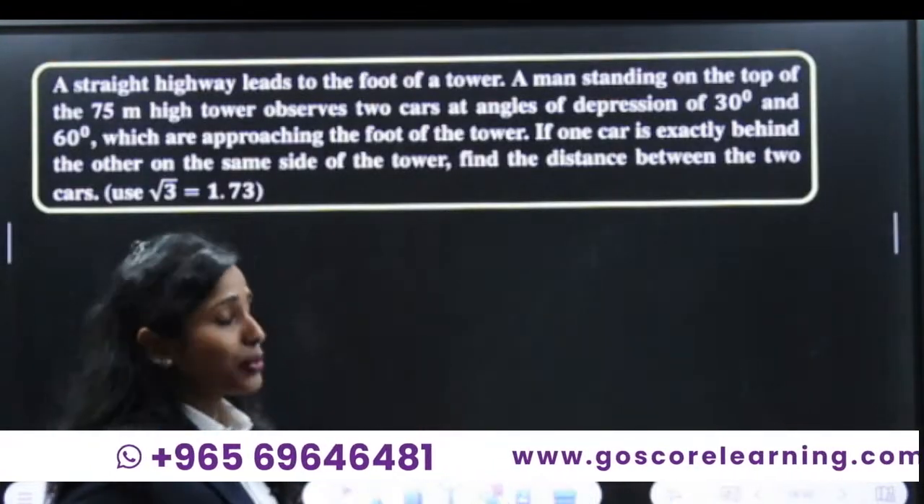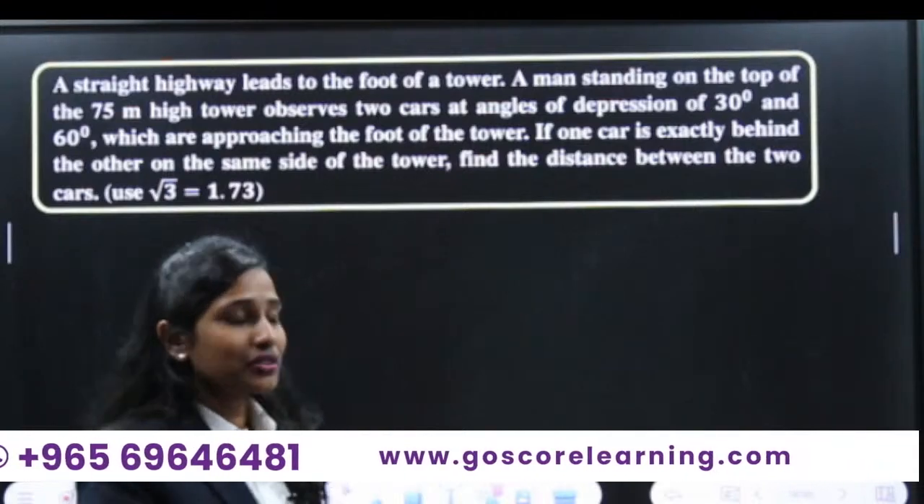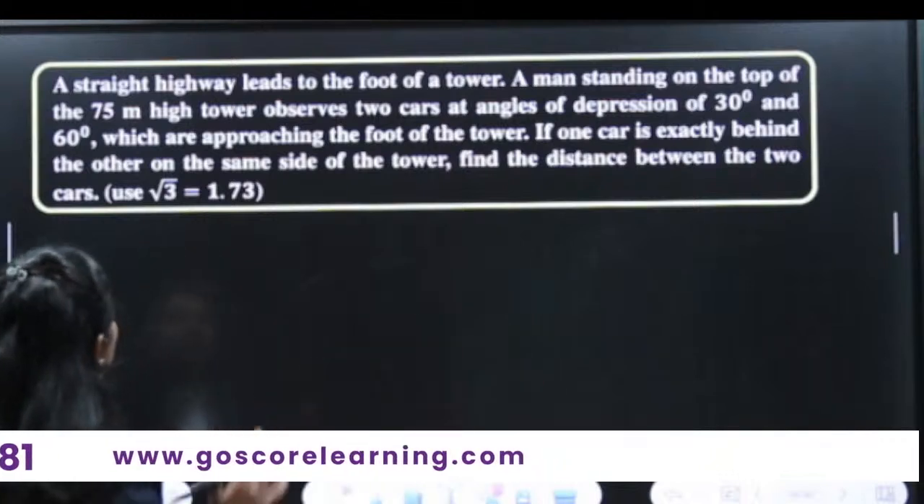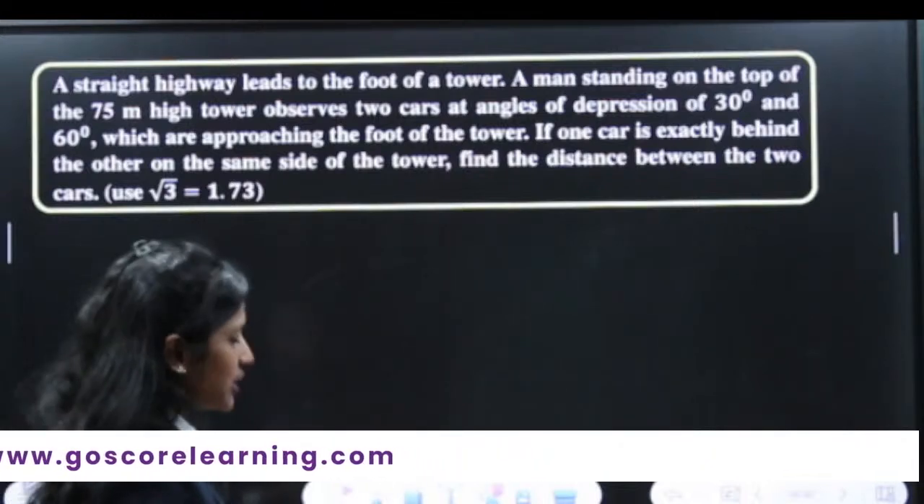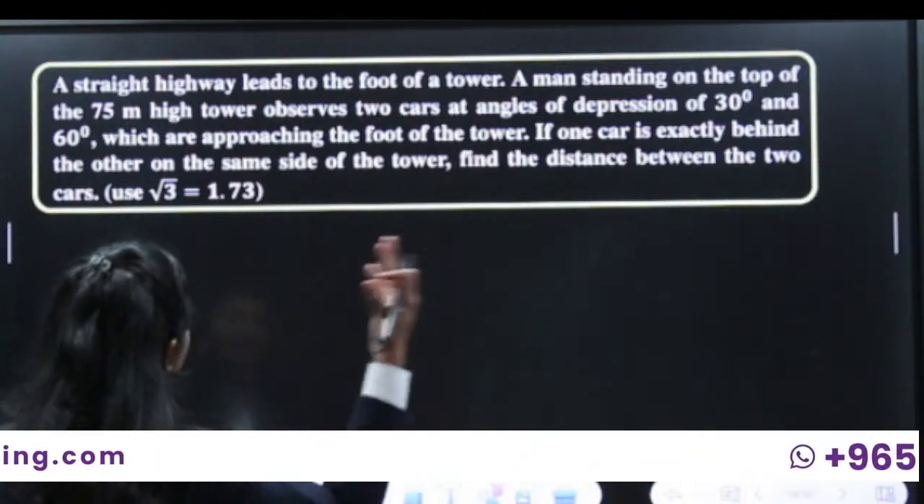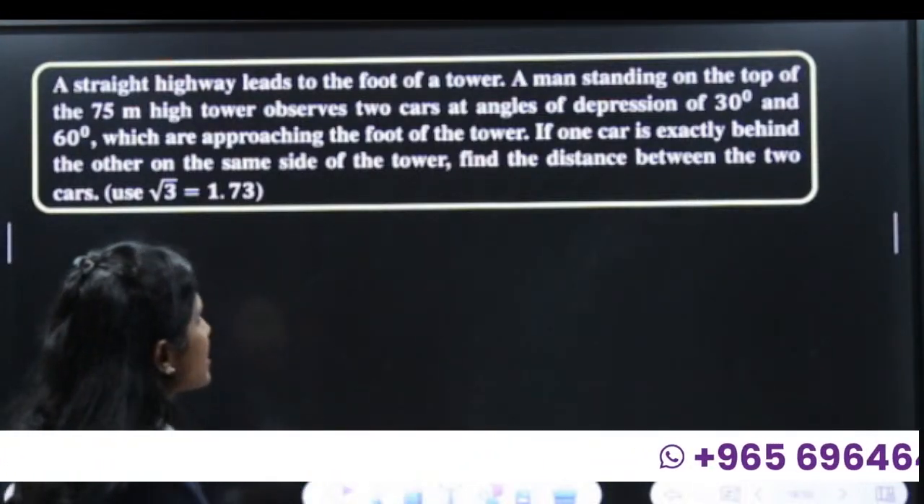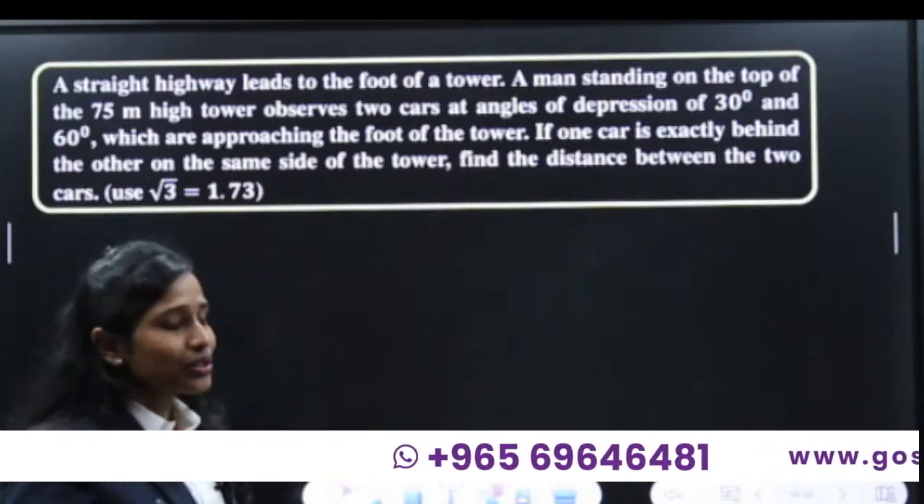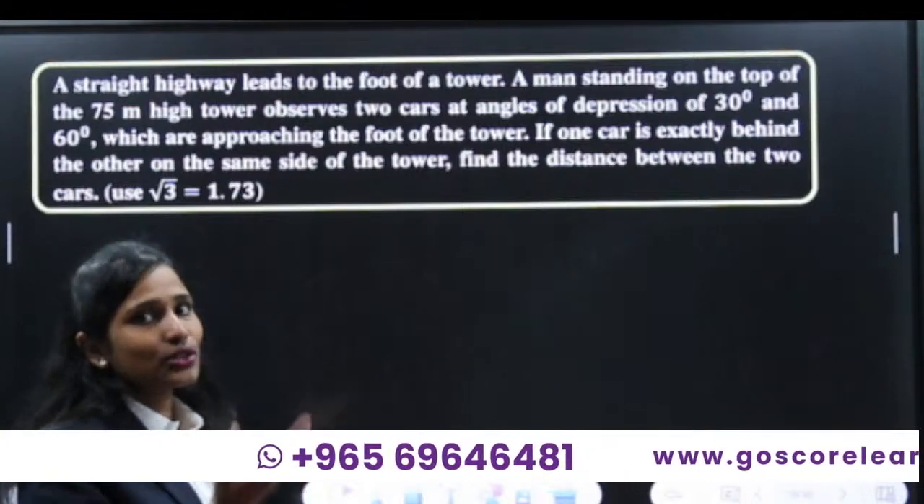This is an important question. Okay. To draw the figure, that's the biggest task here. So a straight highway leads to the foot of a tower. A man standing on the top of the 75-meter high tower observes two cars at angles of depression of 30 degree and 60 degree. I told you, they have a love for vehicles, so car again.